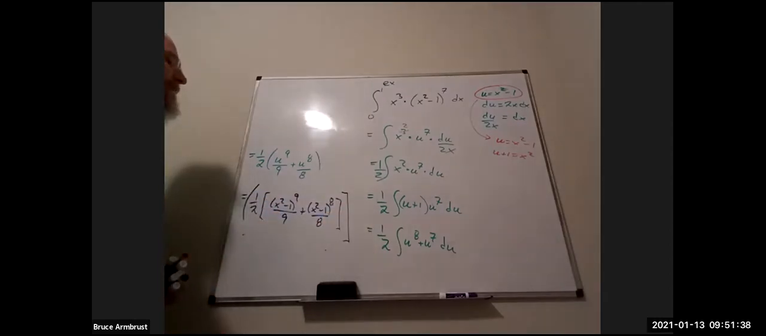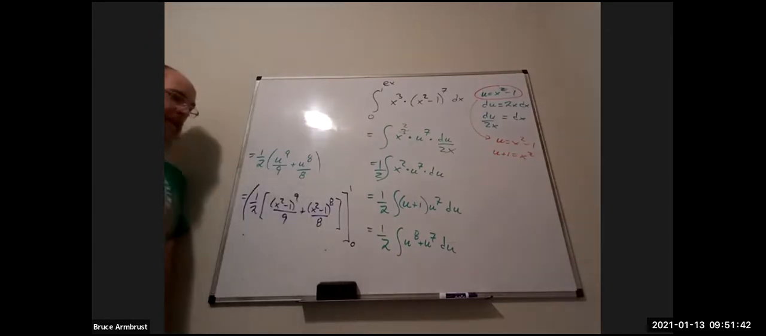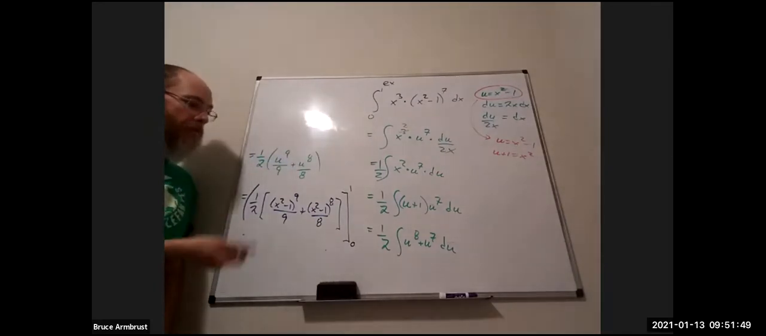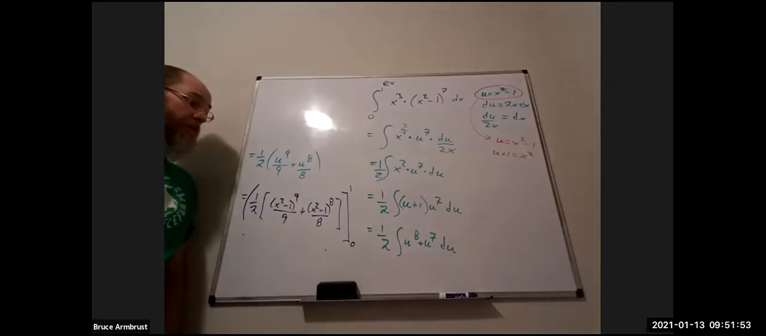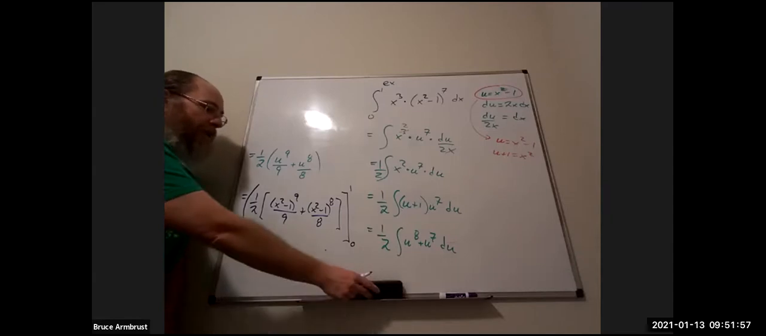And since this was a definite integral, the last step, because remember before, when it was indefinite, we put a plus c and we were done. But now, because this was a definite integral, I need to plug in the numbers 0 and 1. So that's what I was saying. There's just one extra step here.